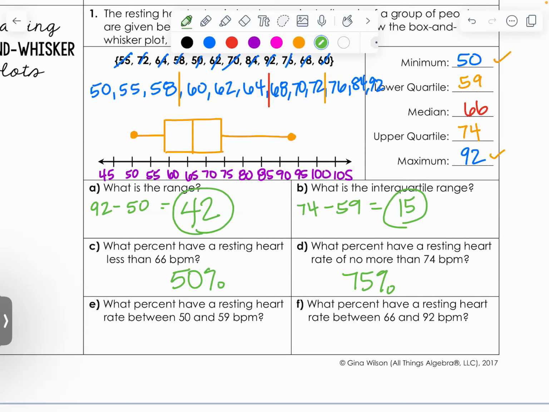Okay, letter E, I'm asking for what percent are between 50 and 59. Well, here's 50, here's 59. Everybody, how much data? 25%. We have 1/4 of the data right there. How about between 66 and 92? I think that would be 50% of our data because we're talking about how much is from the median to the maximum.